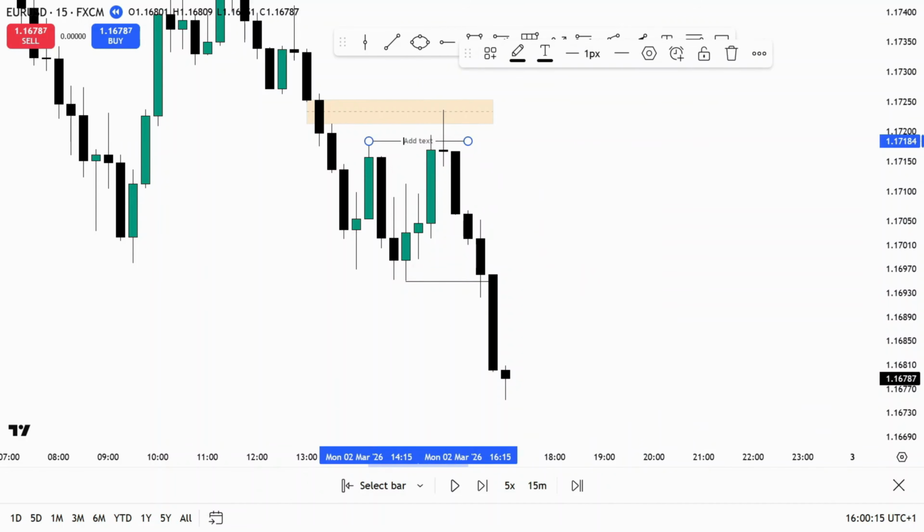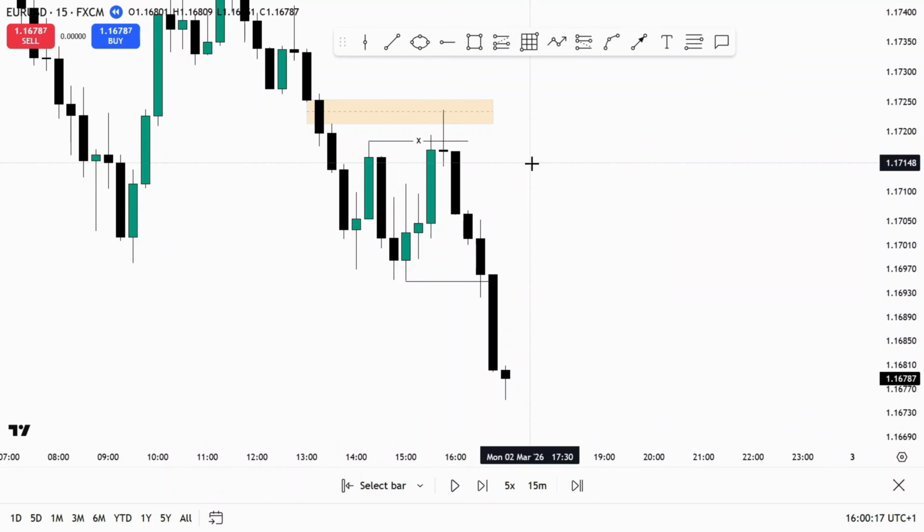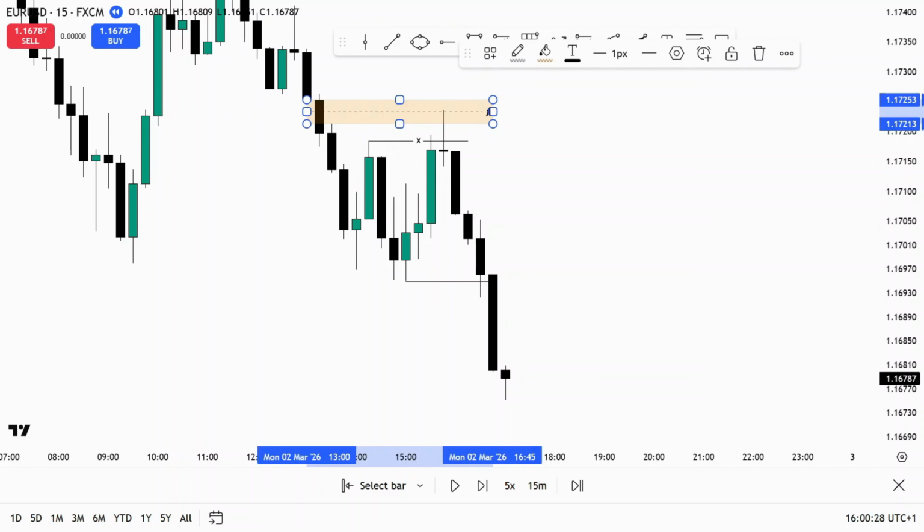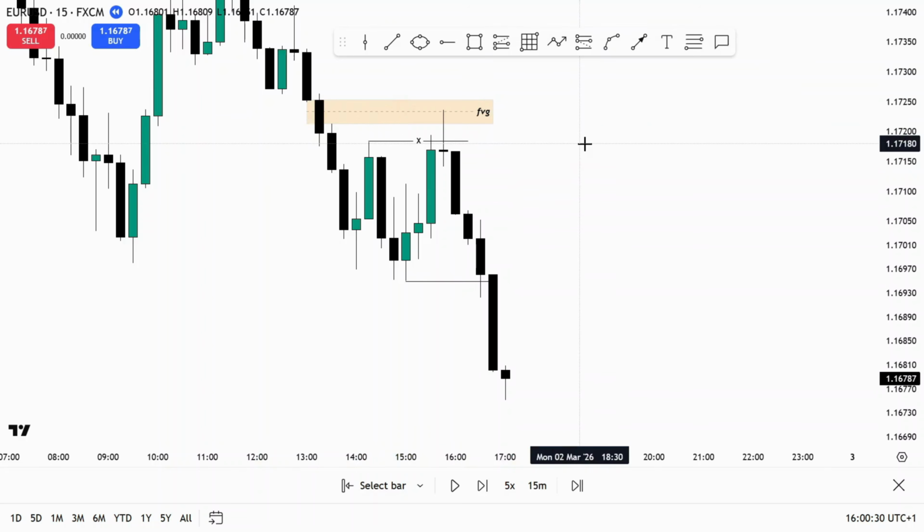So first of all, we can see a sweep of buy-side liquidity. Price took out the previous high and grabs liquidity. Now, not just that, right at that sweep, we can also see that price reacted from a bearish fair value gap.